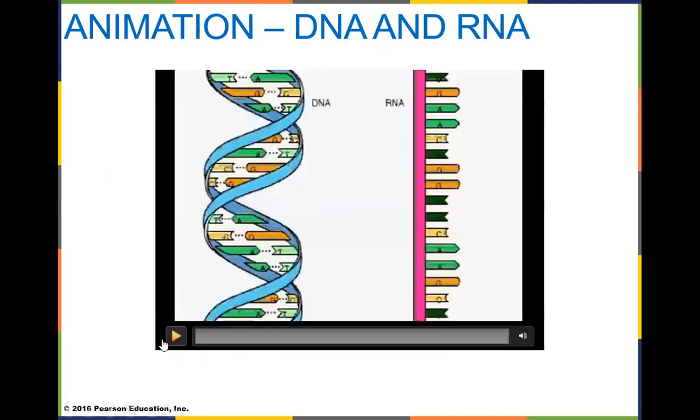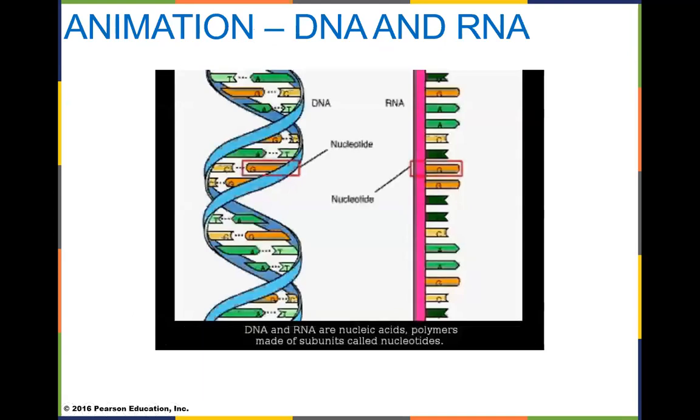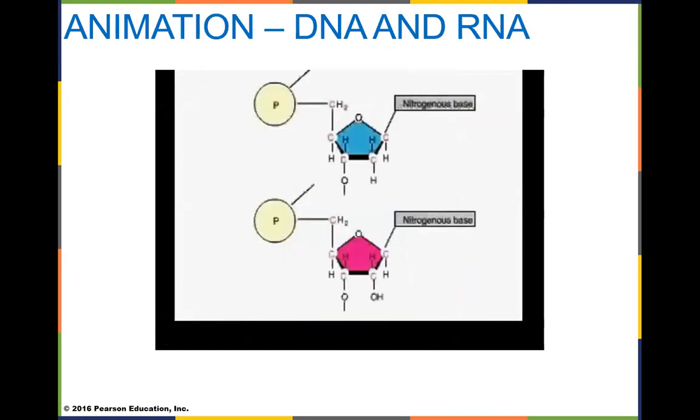Let's see if this works for us. DNA and RNA are nucleic acids, polymers made of subunits called nucleotides. One difference between DNA and RNA is the type of sugar their nucleotides contain. DNA contains the sugar deoxyribose, while RNA contains the sugar ribose. Ribose has one more oxygen atom than deoxyribose.